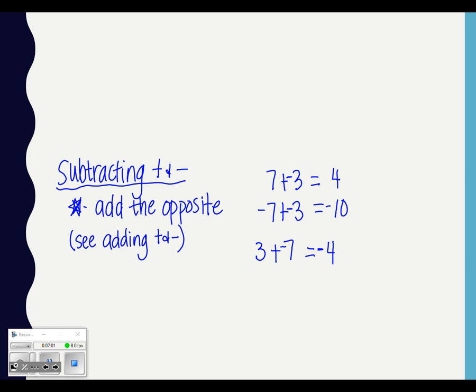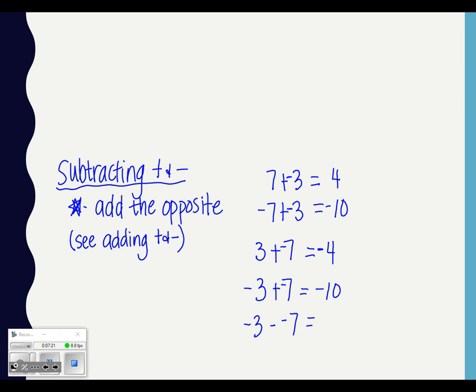And what if I do negative 3 minus 7? Same thing. Add the opposite. And I've got negative 10. But what if I had negative 3 minus negative 7?